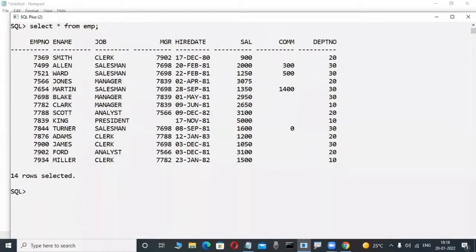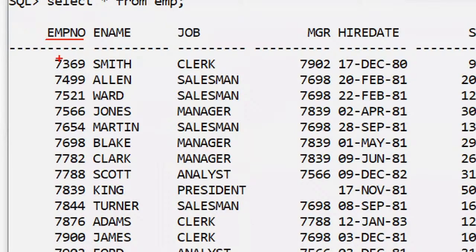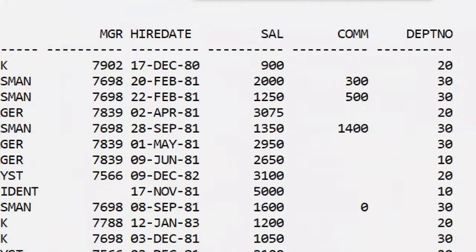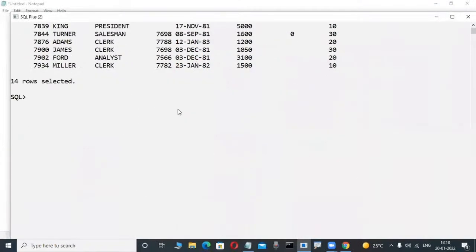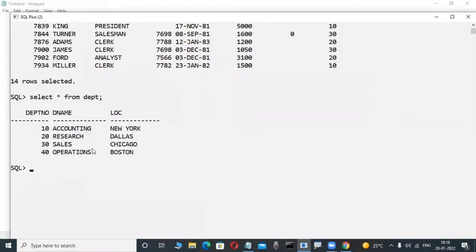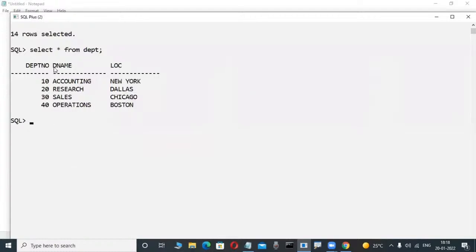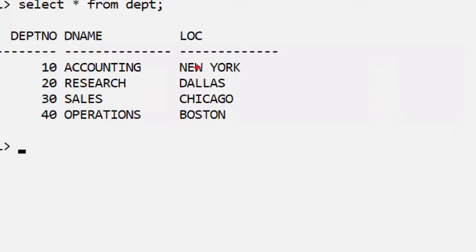Observe here, this is a matrix format. In the employee number column, only numbers are available. In this column, only characters are available. In this column, only dates are available. That's why the data is stored in a structured manner. In a relational database, structured data is there, a structured collection of data.